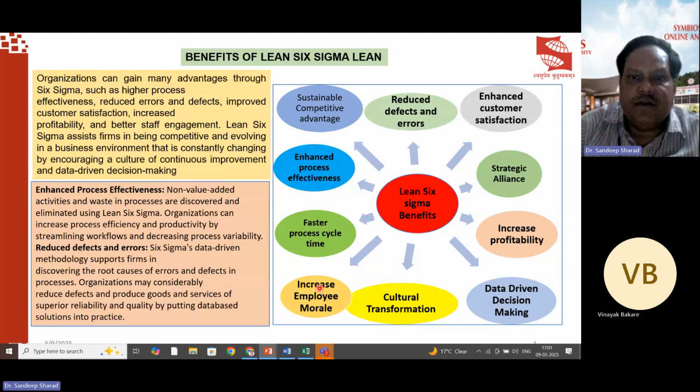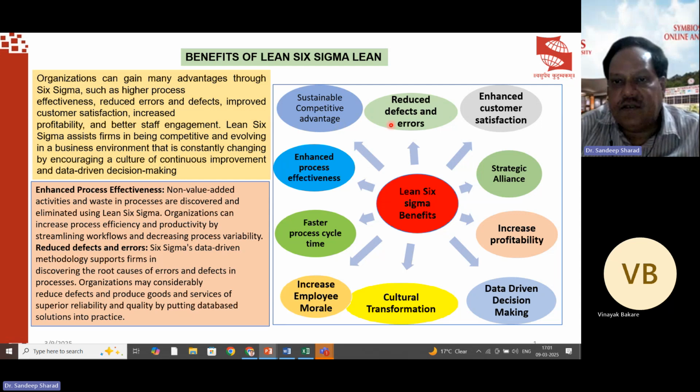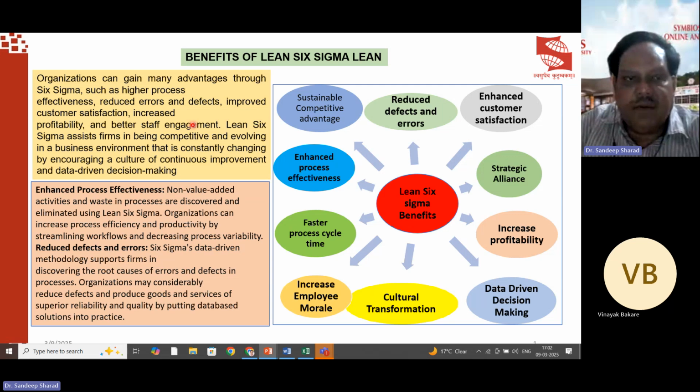Benefits of Lean Six Sigma: sustainable competitive advantage, reducing defects and errors, enhanced customer satisfaction, strategic alignment, increased profitability, data-driven decision making, culture transformation, increased employee morale, faster process cycle time, and enhanced process effectiveness. Besides reducing defects and waste, these are the different benefits of Lean Six Sigma applications, which we'll discuss one by one.